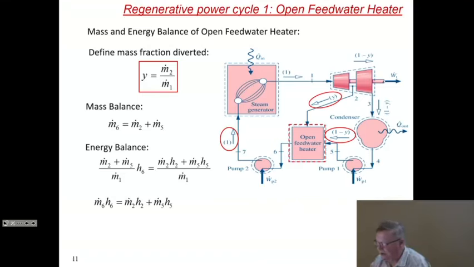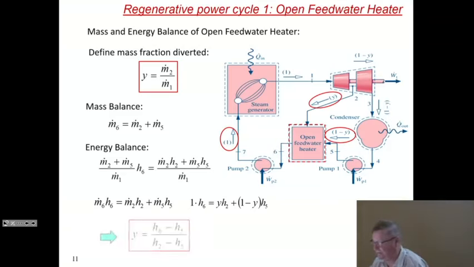So that's that. And this ratio is 1. H6 is H6. M dot 2 over M dot 1, okay, that is Y. So this becomes Y. M dot 5, well, M dot 5 is M dot 6 minus M dot 2, or M dot 1 minus M dot 2, so it's 1 minus Y times H5. This equation just writes the energy balance equation in the open feed water heater. H2 times Y plus H5 times 1 minus Y is H6 times the unity of the mass flow rate.